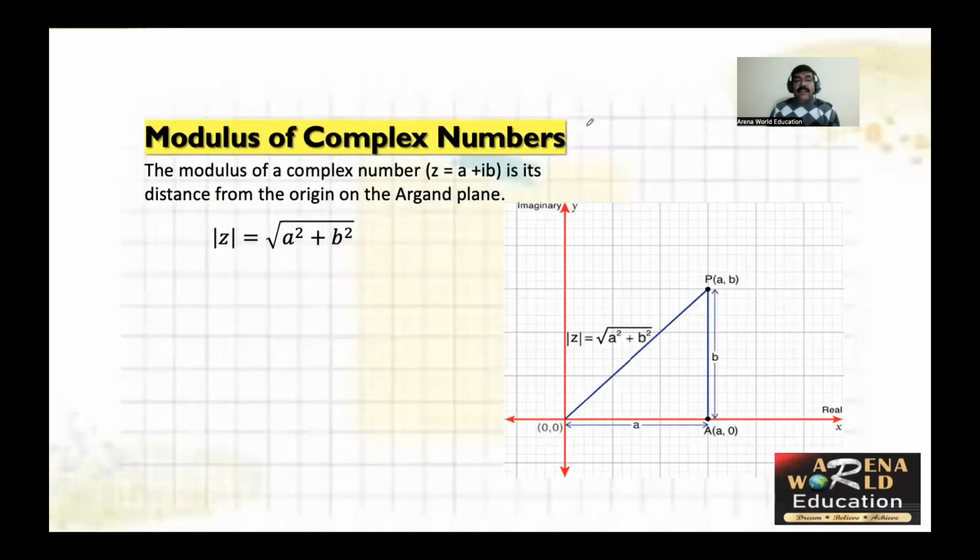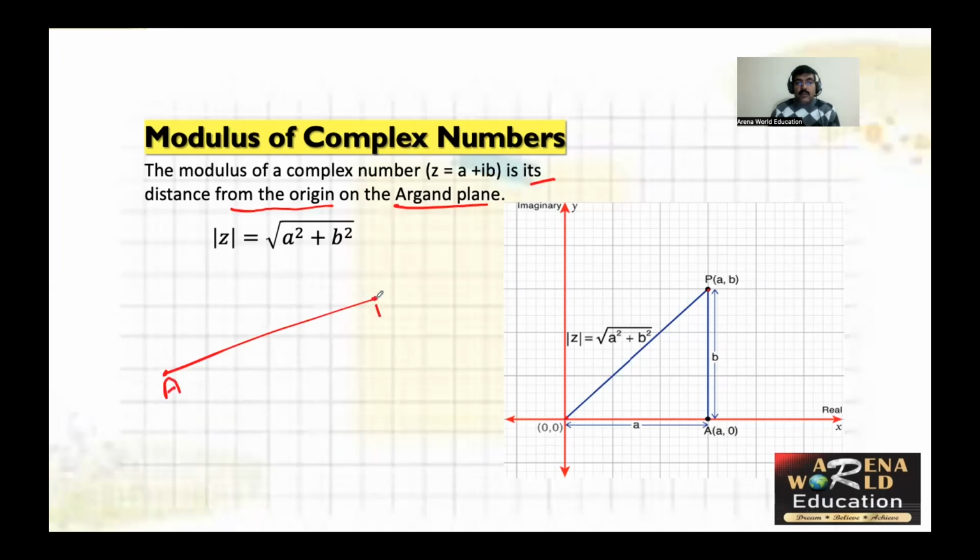So next one is modulus of complex numbers. What is modulus of a complex number? It is distance from the origin on the Argand plane. So origin is same (0, 0). And if we take any point as P having coordinates (a, b), you know how we find the distance between 2 points.